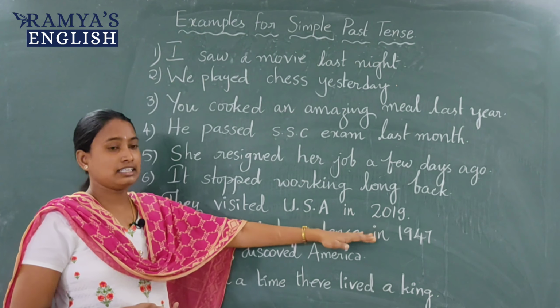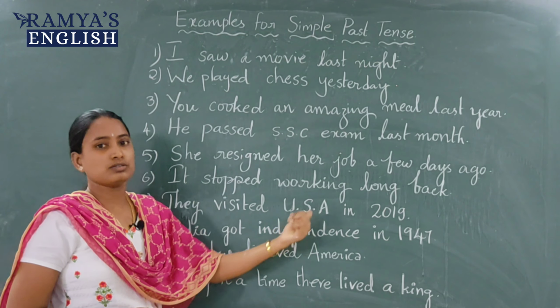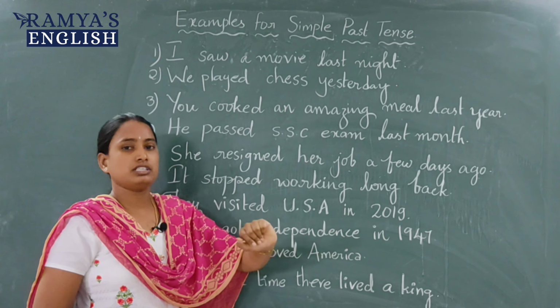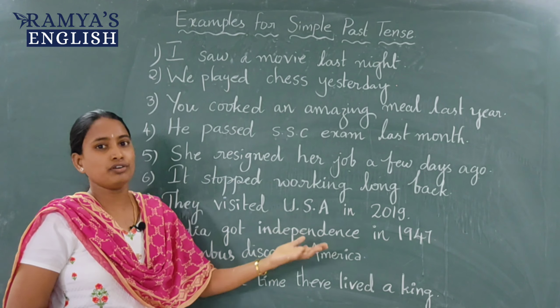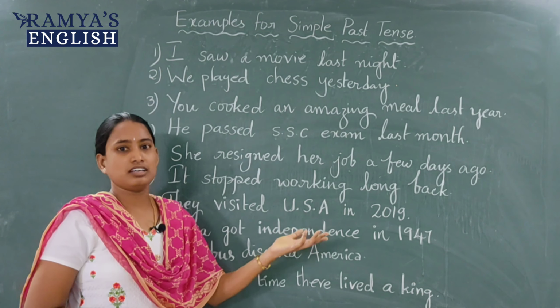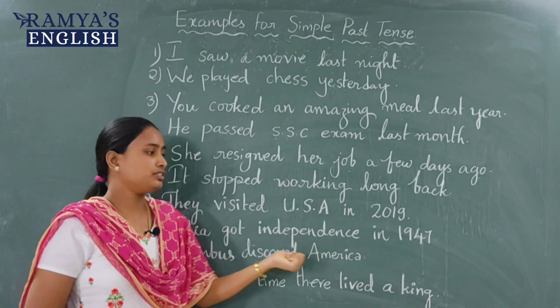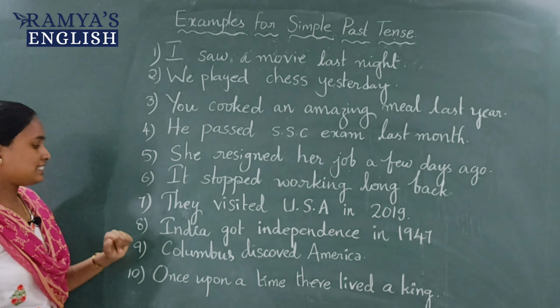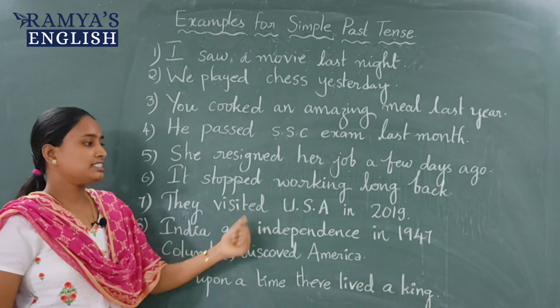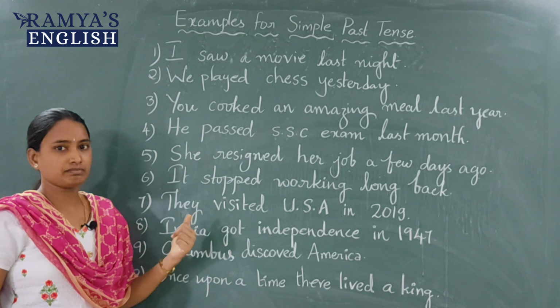You know the exact time when they visited USA. So that's why you have used 2019. So if you don't know that exactly, last year or long back, few years back, you can use anything if you don't know. Next sentence, India got independence in 1947.